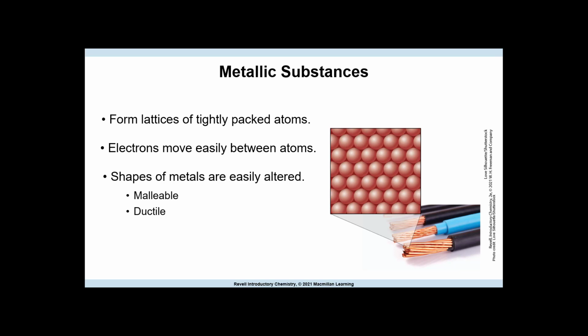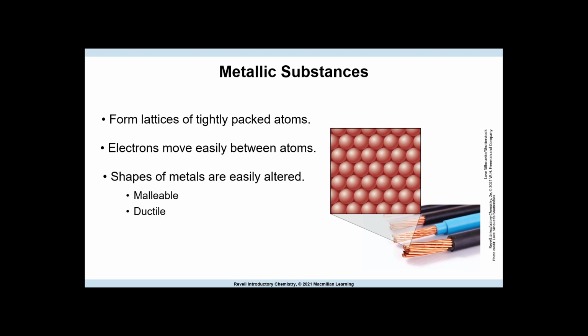While atoms pack tightly together in metallic solids, the neutral metal atoms do not bind as tightly to each other as the oppositely charged ions in an ionic compound. Because of this, a metal lattice is not as rigid as an ionic lattice. And the shapes of the metallic solids are easily altered. Metals are malleable, meaning they can be pounded into different shapes. And they are ductile, meaning they can be stretched into wire.